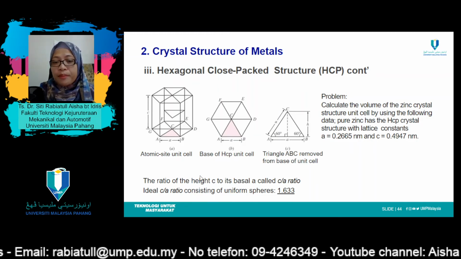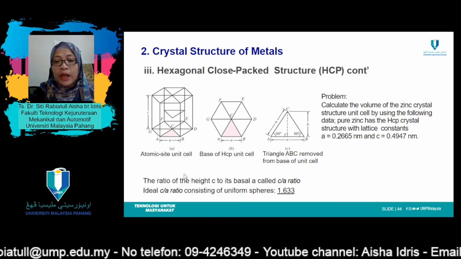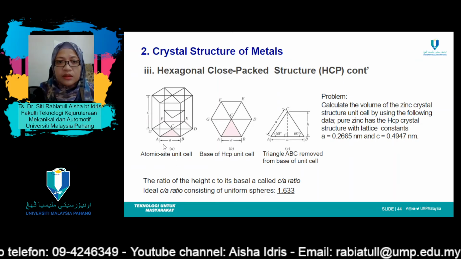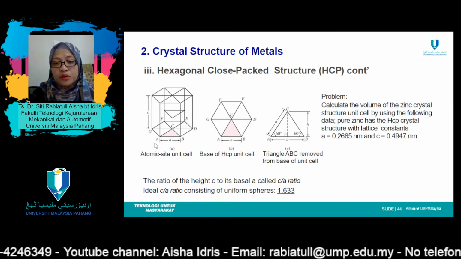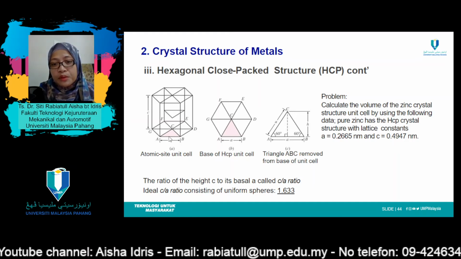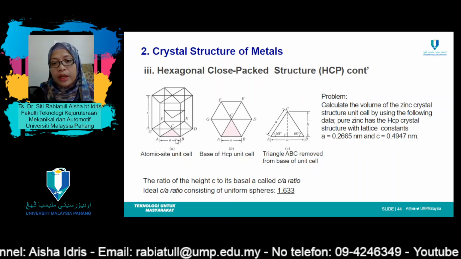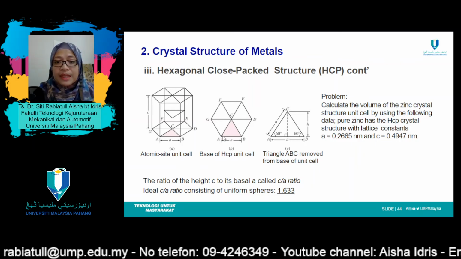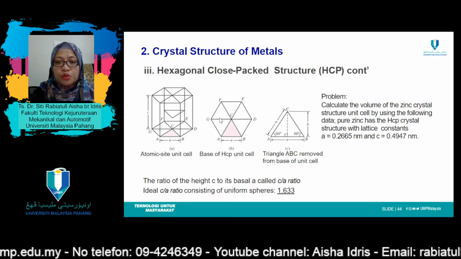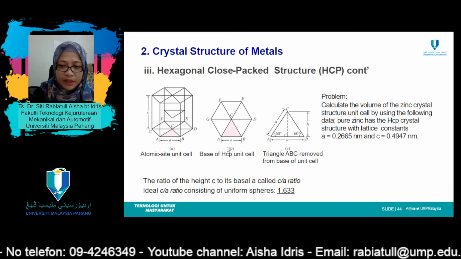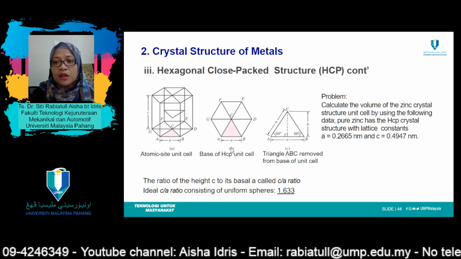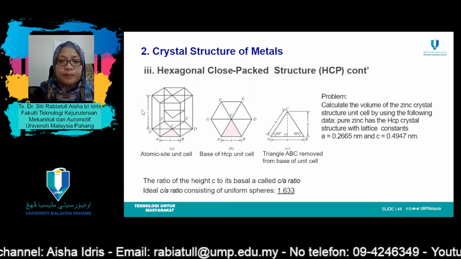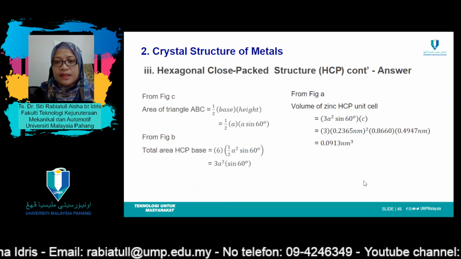So how do we solve this problem? The first step is that we need to find the area of triangle ABC. The area of a triangle is 1/2 times width times height, right? So you should be able to get this area for ABC. After that, since this is a hexagonal crystal structure, you need 2 times 6, because it has 6 columns over here: 1, 2, 3, 4, 5, 6. After that, to get the volume, you just need to multiply by its thickness, which is c.